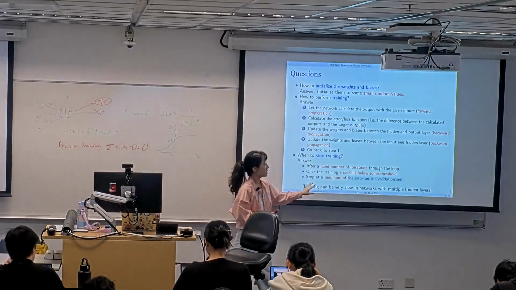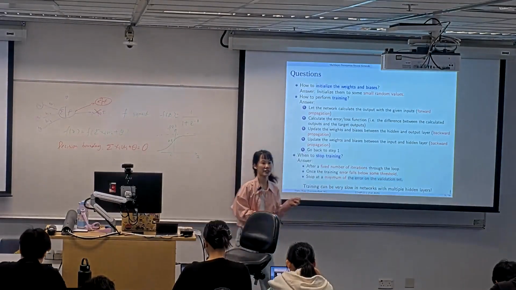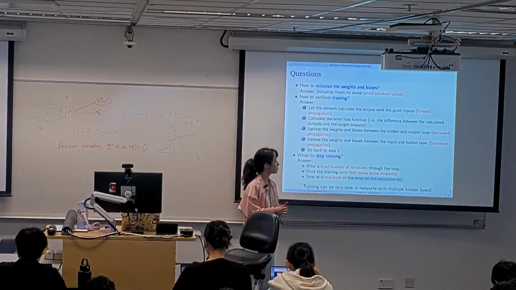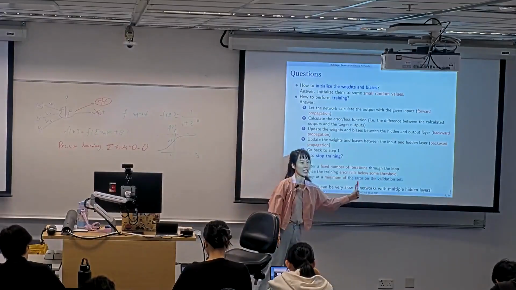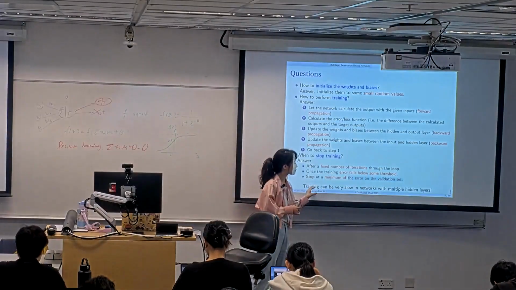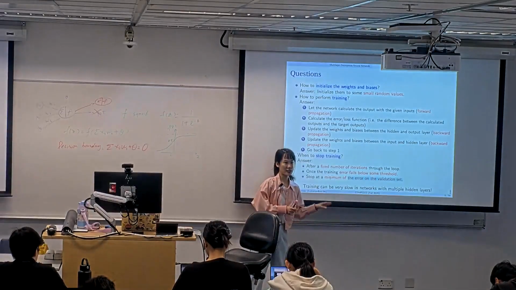The validation set actually is from the big training data, so we have their true labels. So we can always compute the error on the validation set. And once we find that it has already achieved some minimum error on the validation set, then we stop.